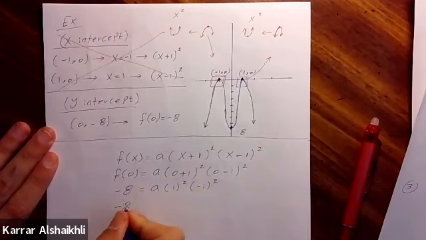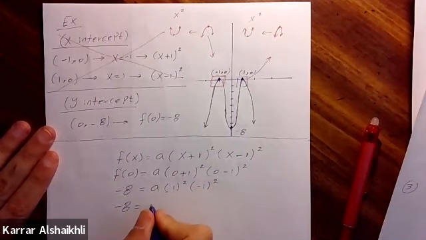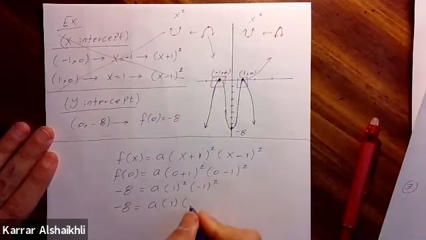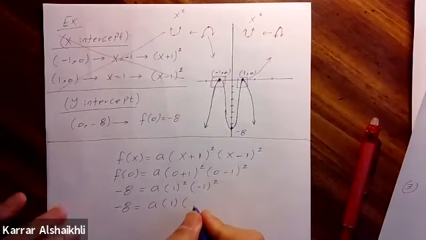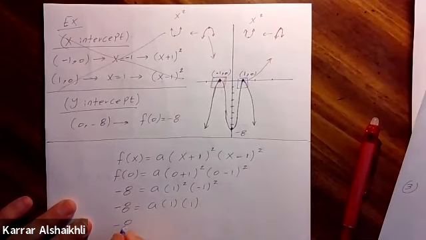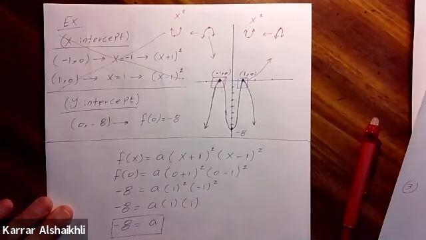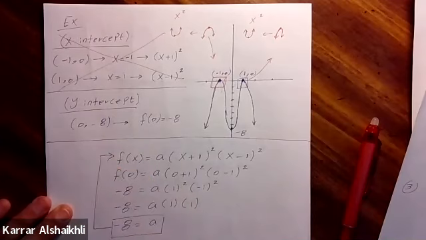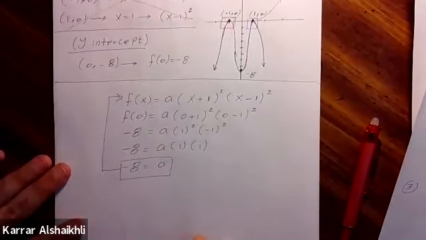So it's going to be negative 8 equal a. 1 squared is 1. Negative 1 squared, which is negative 1 times negative 1, is going to be 1. So here negative 8 is going to be a times 1 times 1, which is a. So I found the value of a. I'm just going to plug the value of a back in here to get the result.